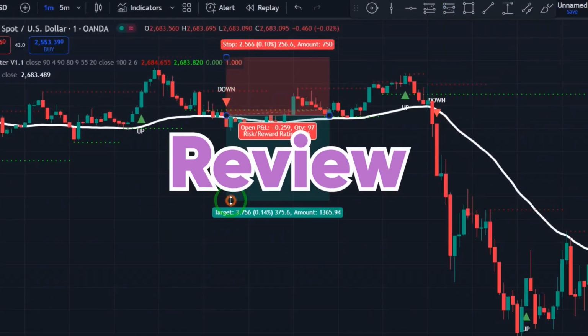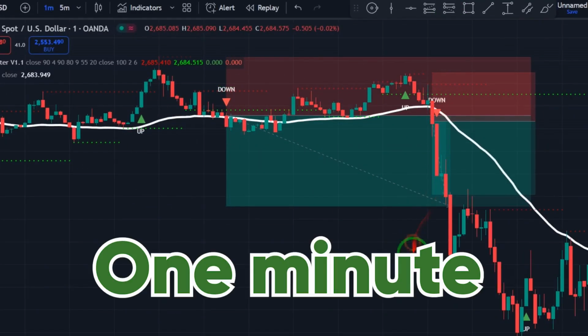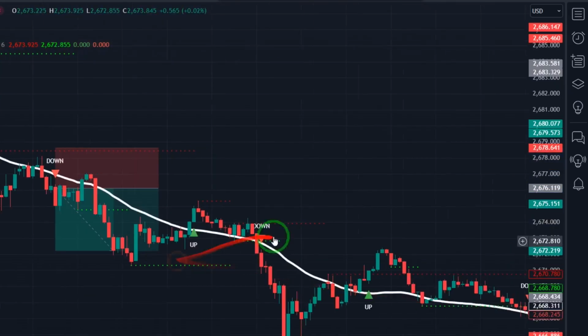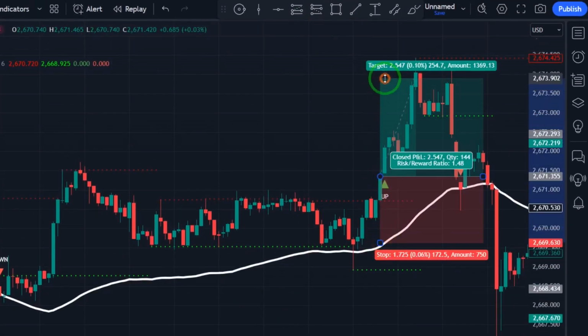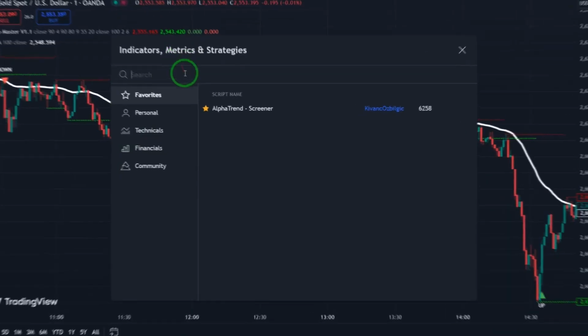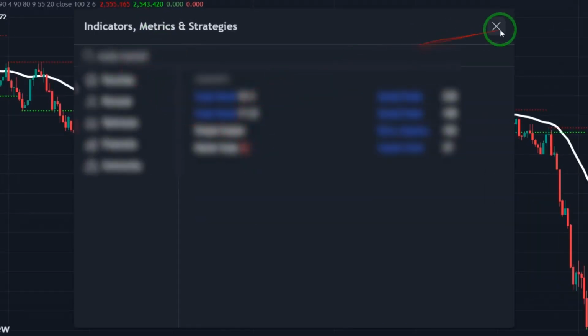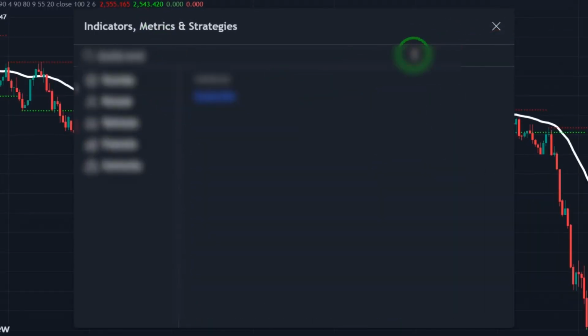Today, we're going to review a trading strategy that operates on a 1-minute time frame and has shown us a very good win rate. I decided to share this strategy with you, so let's take a look at which indicators are used in this strategy and what unique settings each of them has.